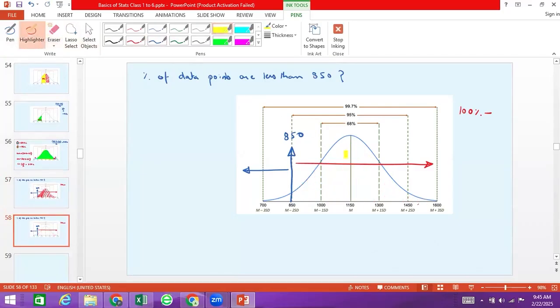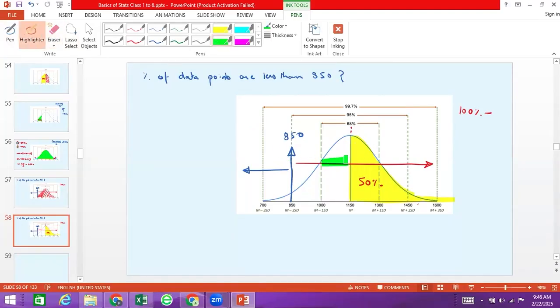I know that this yellow region, by yellow region I mean till the end, is how much? 50% of my data, right? The normal distribution is symmetric around the mean. So it means that 50% of the data is on this side of the mean, and 50% of the data is on this side of the mean. So this yellow region is 50%.